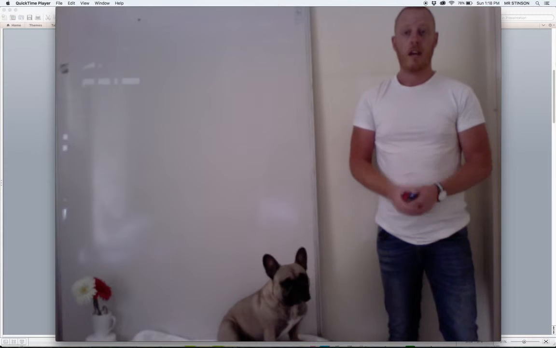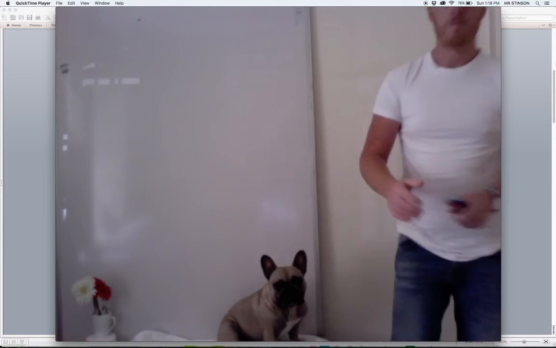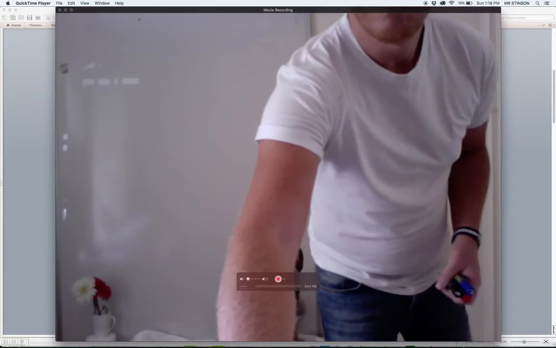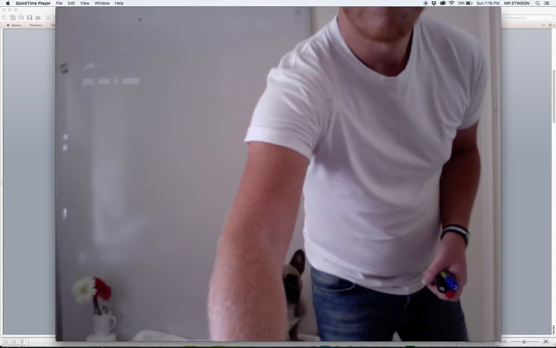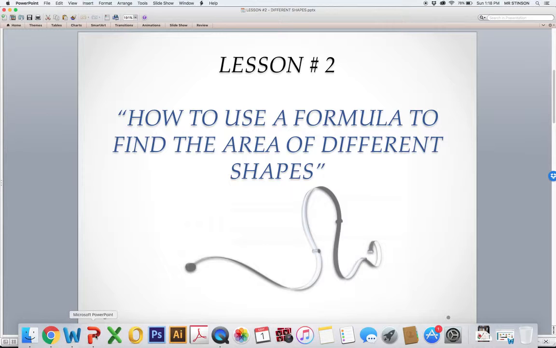So let's get on to today's lesson. Let's have a quick look. Today's lesson is how to use a formula to find the area of different shapes.